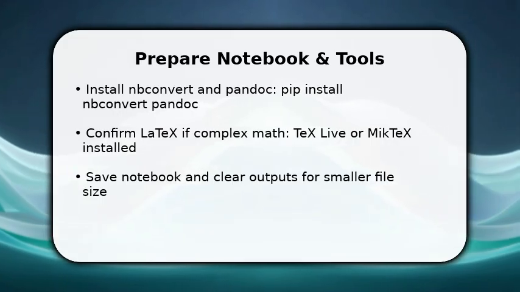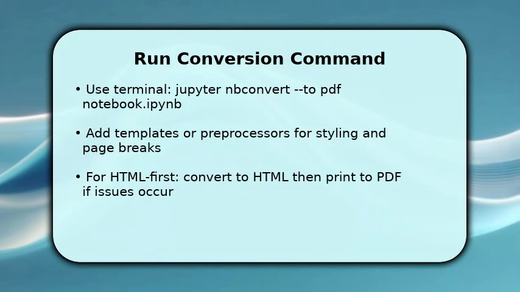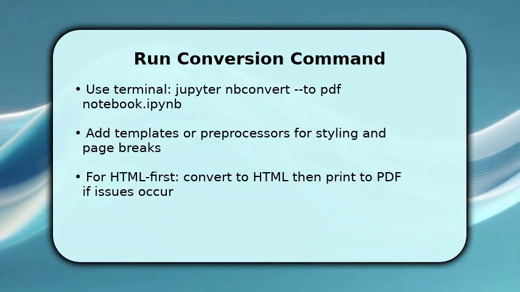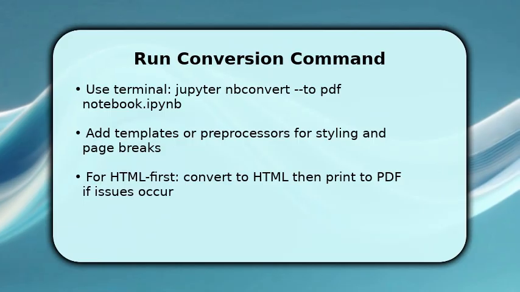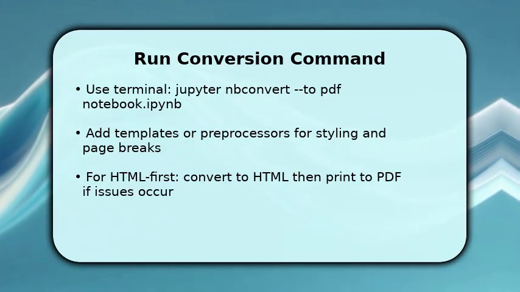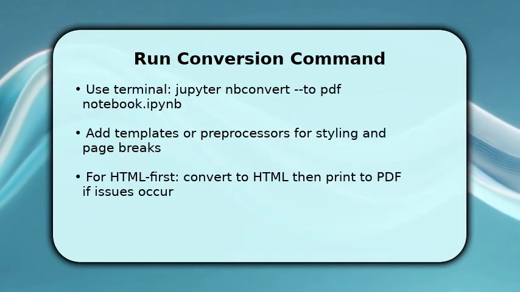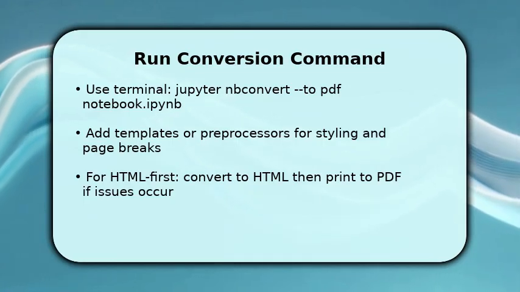You execute the core conversion, run jupyter nbconvert --to pdf notebook.ipynb from the folder containing your file. If you want custom styling, include a template or preprocessor option so page breaks and fonts behave. Templates adjust headers, margins, and code cell appearance.